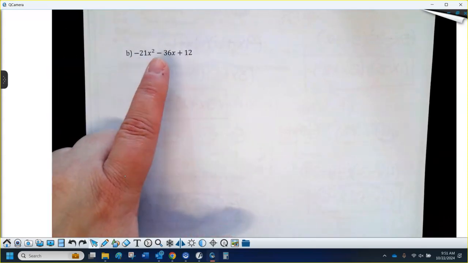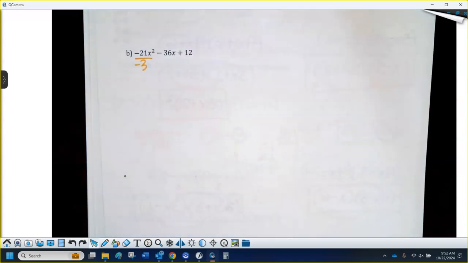Okay, now my very last question today. So I'm going to look at 21, 36, and 12. Are all those numbers divisible by anything? Can you think of a number that would go into all those terms? Hunter, what do you think? 3. Okay, now, can anybody tell me, if you're looking at this problem, this is tricky, so they've got negative 21x squared minus 36 plus 12. What should I factor out of this?